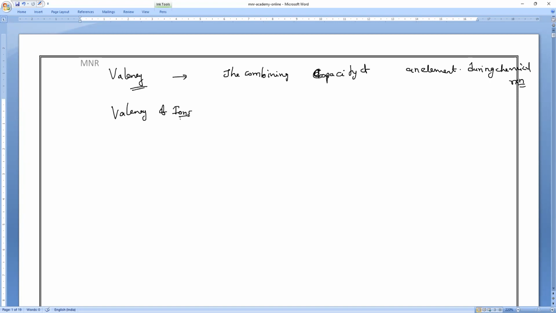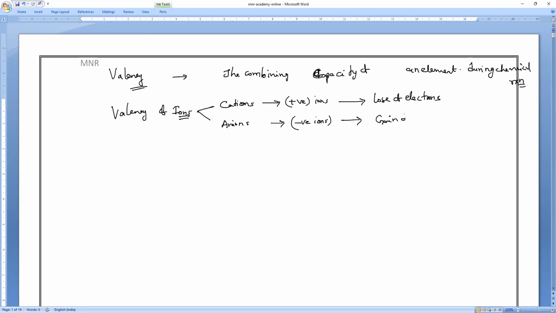Now, coming to the valency of ions, first of all, ions are of two types: cations and anions. Cations are positive ions, and anions are negative ions. Cations are formed by loss of electrons, and anions are formed by gain of electrons. Am I right or wrong? Please speak, guys.